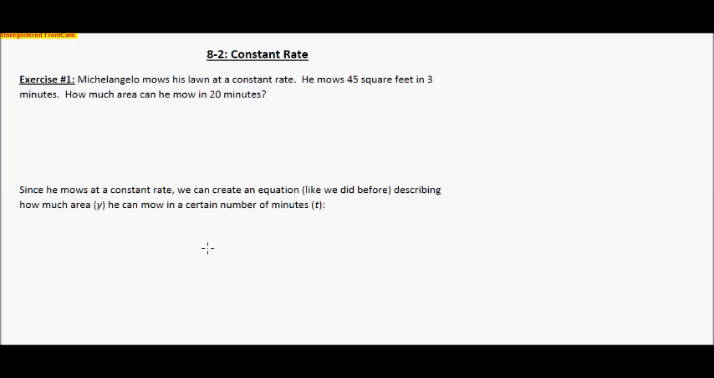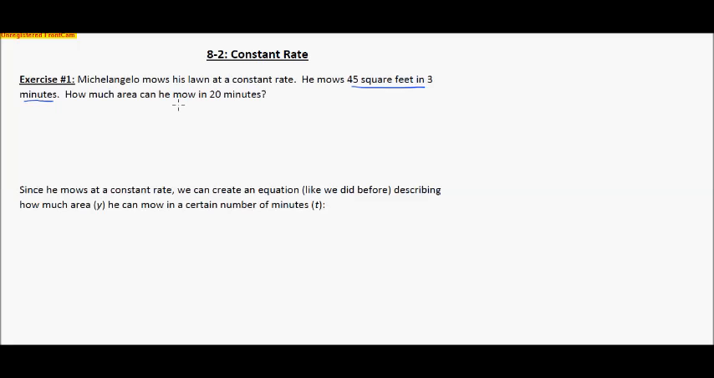The first one says Michelangelo mows his lawn at a constant rate. That is important, because that's going to allow us to do certain things that we need to do here. It says he mows 45 square feet in 3 minutes. Right away, when I see 45 square feet in 3 minutes, that says to me I'm going to deal with some kind of ratio. It says, how much area can he mow in 20 minutes?